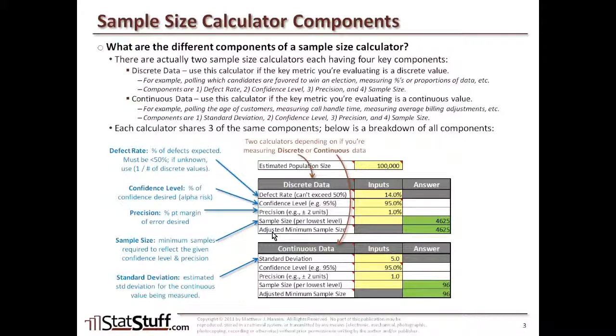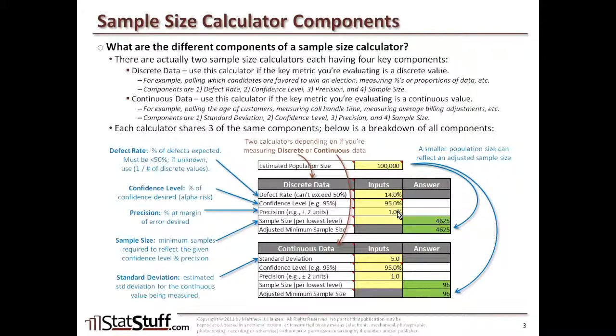Now, one thing I did not point out yet was the population size. So the population size is one element that's at the top that applies to both of these calculators. Now, the thing with the population size is kind of unique. The population size is really only accounted for when there is a small population, and that might cause the adjusted minimum sample size to be adjusted lower. So where it says sample size per lowest level, right here where it says 4,625, this upper number, that is the most samples that need to be collected in order to maintain a certain level of confidence and a certain level of precision.